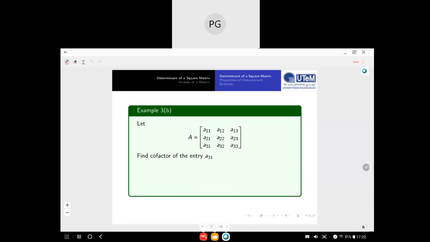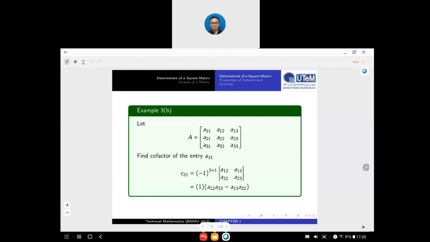Okay, also the same thing. If you want to find a cofactor for entry A31, we know that A31 is placed here, which is first column, third row. So the rest is this one. Oh sorry, this one is 3. Negative 1 the power of 3 plus 1. 3 plus 1 is 4, which is an even number, so it becomes 1. And then cross here, so you get A12, A13, A22, and A23.